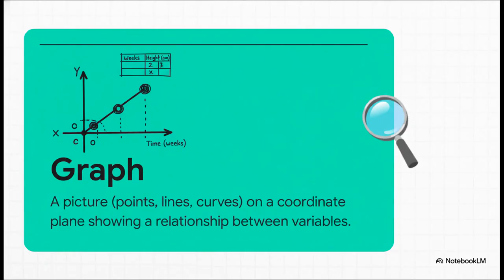Now we can take all those numbers from our table and turn them into a picture. And that picture is our graph. A graph just uses points and lines to show us how 2 things are connected. In this case, it's connecting the time that's passed with the height of our little plant.